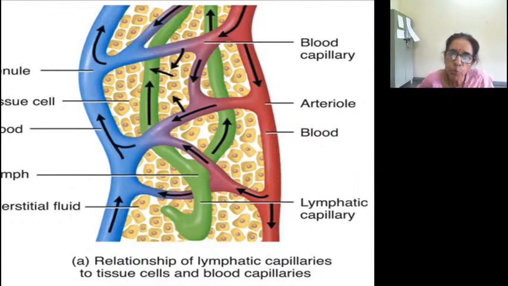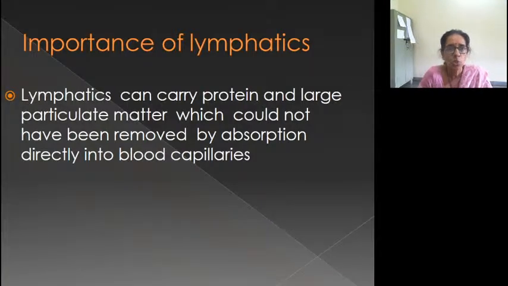Apart from protein, some other large particulate matter it will also collect. So lymphatics can carry protein. This is very important. Whenever they ask you the functions of lymphatics, the first thing you should say is that lymphatics can carry protein and large particulate matter. Large particulate matter means something like your hormones, lipids, which could not have been removed by absorption directly into the blood capillaries.